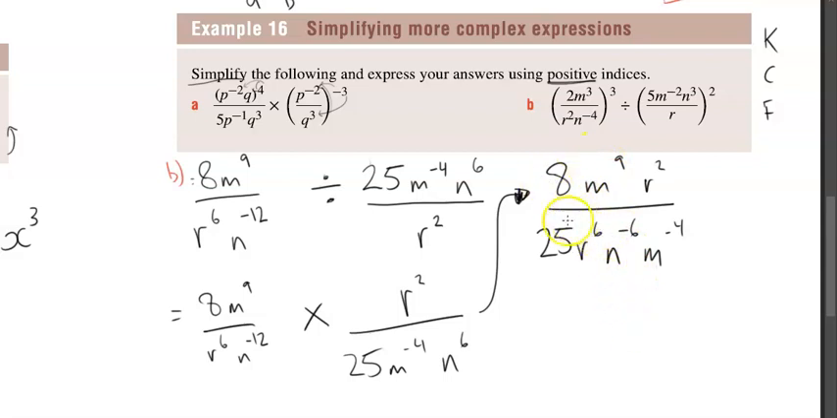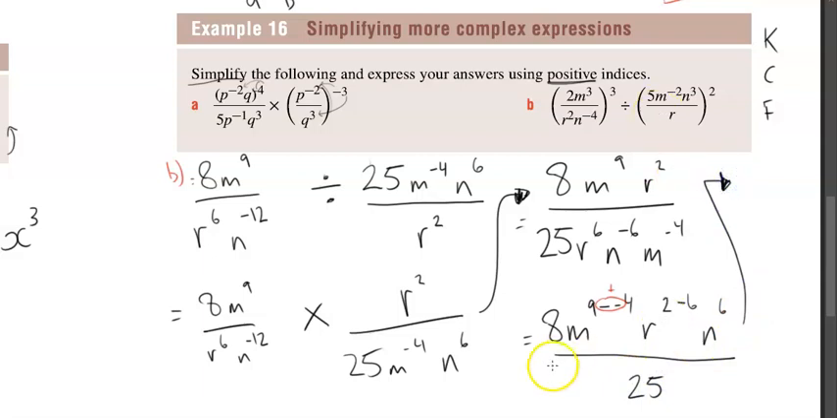Okay, nearly there. We are going to put that 8 there, m to the power of 9. And there's another one here. We're going to have a division, so we're going to take away negative 4, 2 negatives make a positive. We'll work that out next line. We have an r to the power of 2, take away 6, and we also have this n to the power of negative 6 on the bottom, so we can just put that to the top like this, and that will be all over 25.